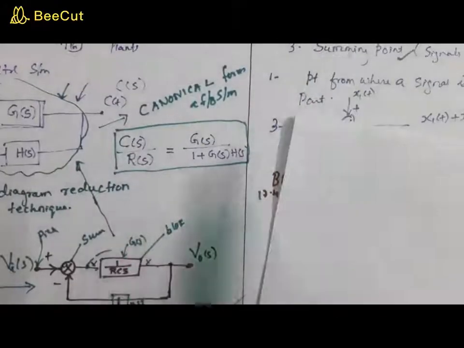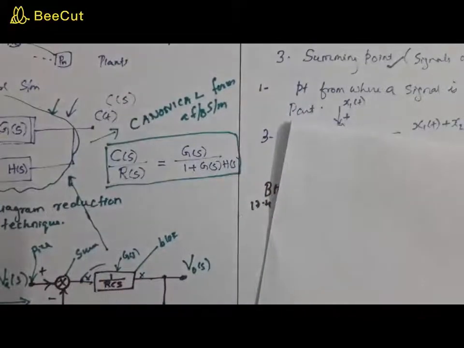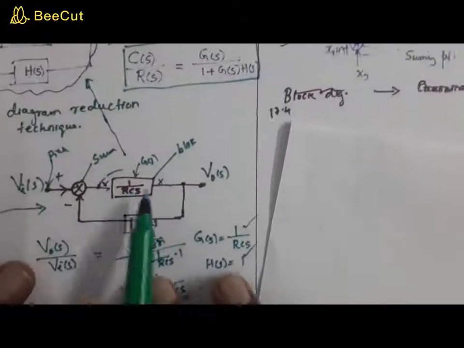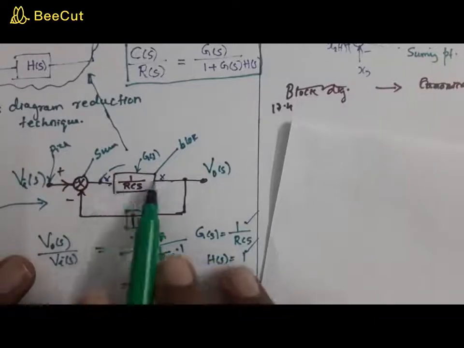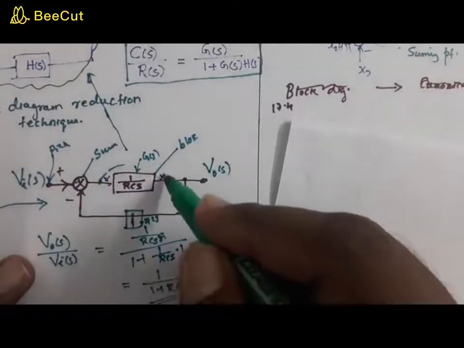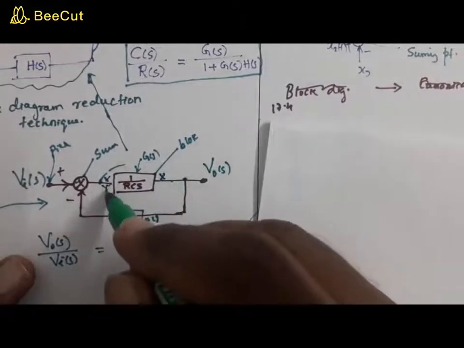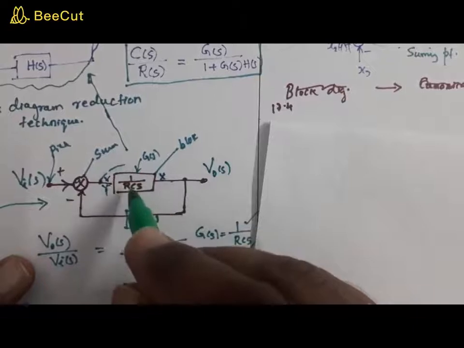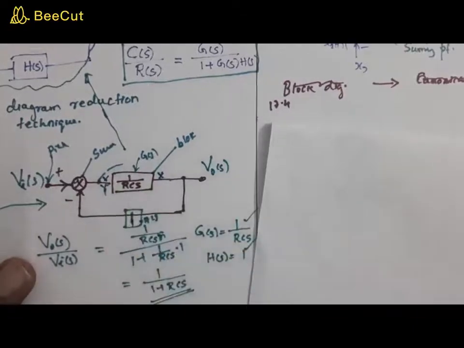And blocks, as I mentioned to you, a big complex thing can be represented in various small blocks, and each block represents the relationship between the input and the output. Look at this. This is the input, say small x, and this is y. The input x and y have a relationship that is 1 by RCS, and that is represented by the block.